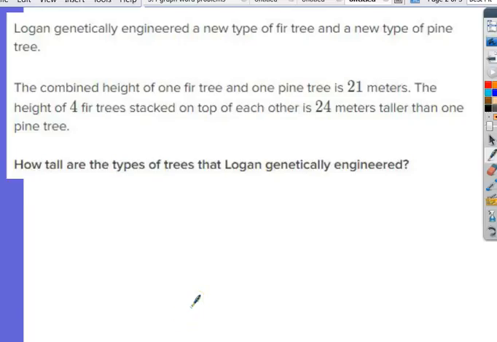Logan genetically engineered a new type of fir tree and a new type of pine tree. So maybe this is actually based off of Wolverine, because Wolverine was named Logan and he was genetically engineered. He engineered a new type of fir tree and a new type of pine tree.